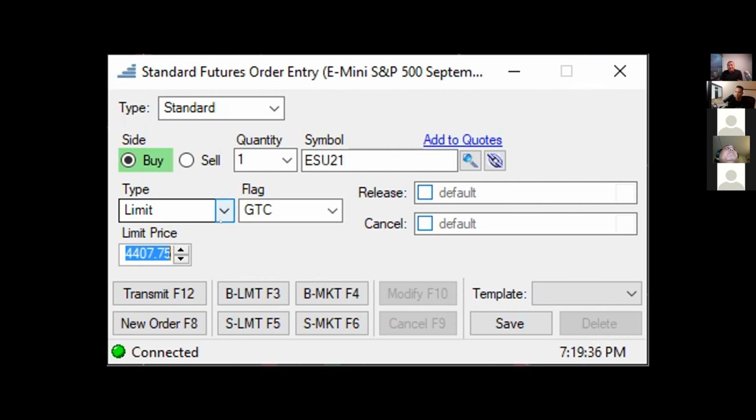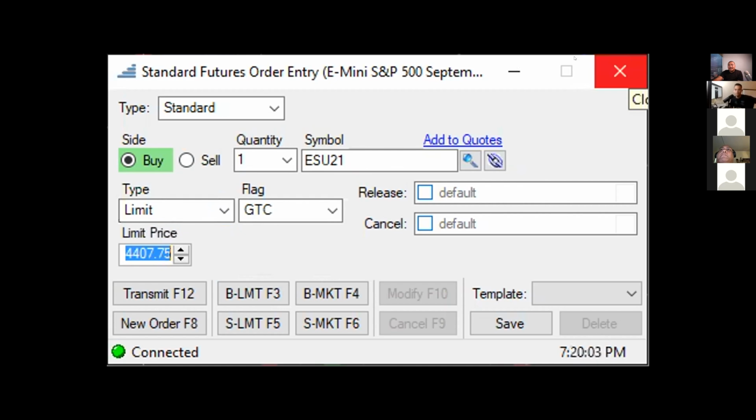So for example, it wouldn't be wise to rush to put in an order because you're trying to get in the market. You're going to mess up and kick yourself in the butt. So when I get to this point, I do a re-review. I'm like, okay, I want to buy one contract, this market, limit order, good to cancel. Okay, transmit, boom, one click.